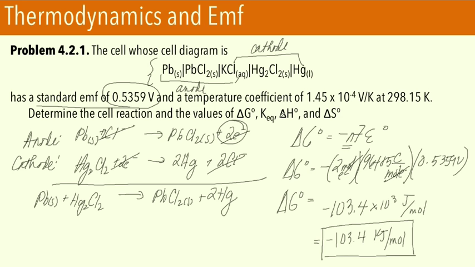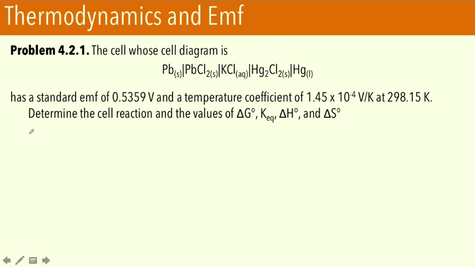Let's recall the relationship between KEQ and our delta G naught. Again, there are several ways to calculate this. You could calculate our KEQ from our standard cell potential, or since we just calculated our delta G naught, we could also use our delta G naught value. Let's move on to some extra free space over here. We know that KEQ is just going to be equal to the exponential of negative delta G naught over RT.